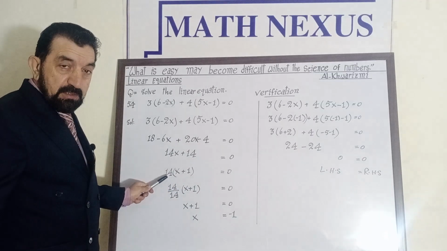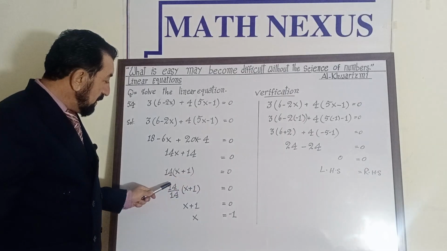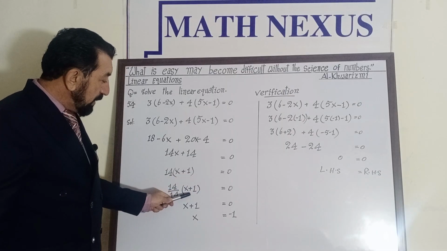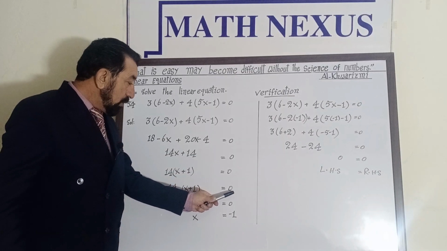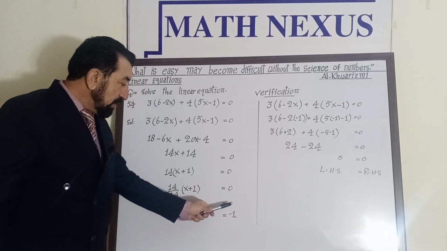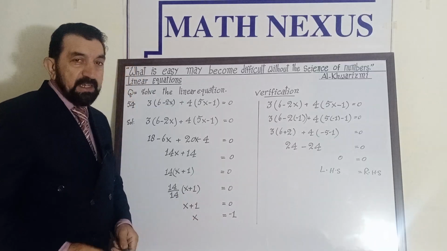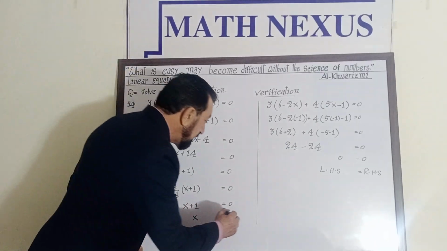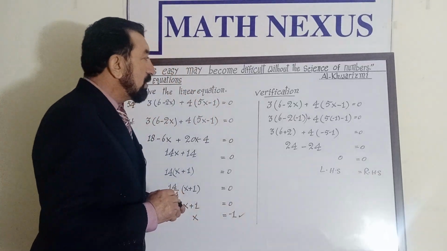Divide by this coefficient on both sides. 14 upon 14 into x plus 1 equal to 0. x plus 1 equal to 0. x equal to minus 1. x equal to minus 1 is the answer of this question.